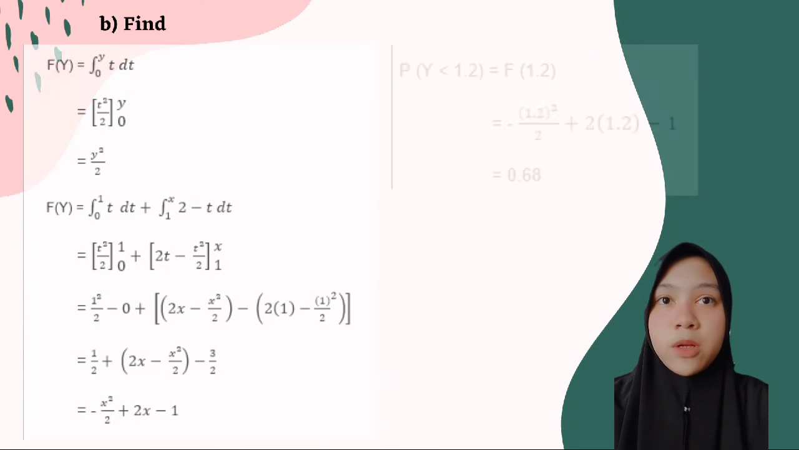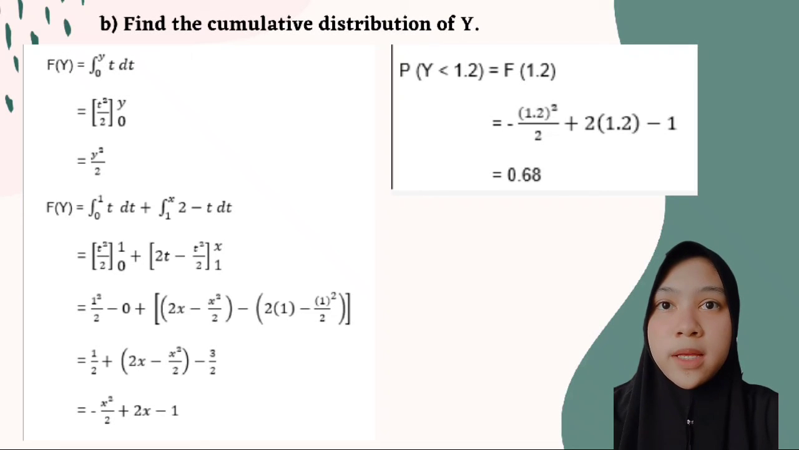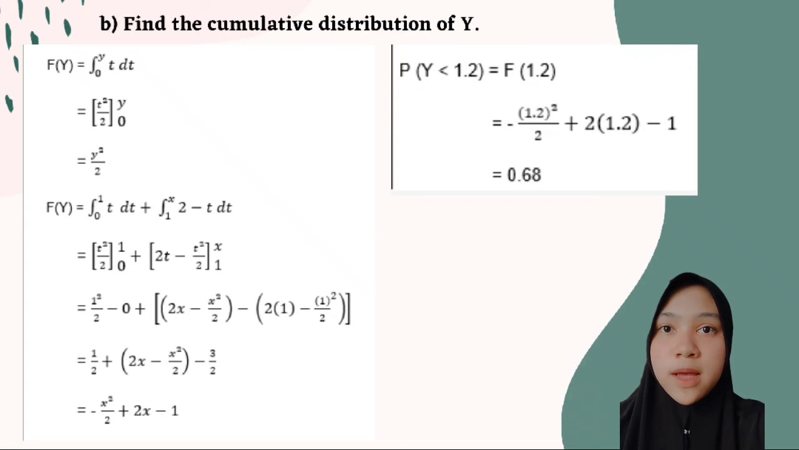Next, question B. Find the cumulative distribution function of Y. F(y), the integral from 0 to y of t dt, equals t squared over 2 from 0 to y, equal to y squared over 2. F(y) for y between 1 and 2 equals the integral from 0 to 1 of t dt plus the integral from 1 to y of 2 minus t dt, equal to t squared over 2 from 0 to 1 plus 2t minus t squared over 2 from 1 to y, equal to 1 squared over 2 minus 0 plus 2y minus y squared over 2 minus 2 multiplied by 1 minus 1 squared over 2, equal to 1 over 2 plus 2y minus y squared over 2 minus 3 over 2. And we get the function F(y) equal to negative y squared over 2 plus 2y minus 1.